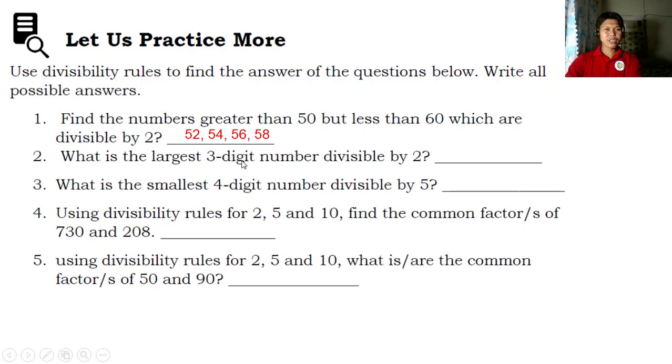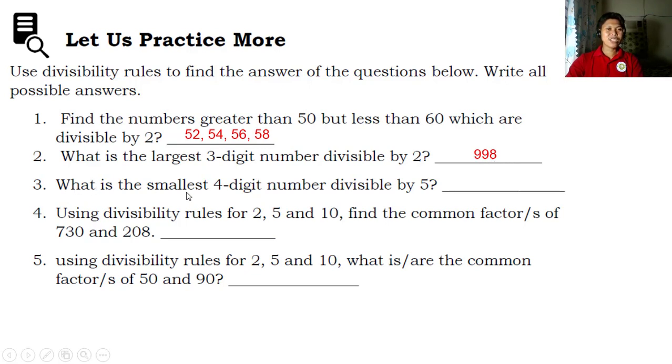Next, what is the largest 3-digit number divisible by 2? So, since it is largest number, so 3-digit, so unahin mo talaga yung dalawang 9, 9, 9, and then saka ka mag-decide sa pangatlo. And dapat divisible by 2, so hindi mo pwedeng isunod ang 9. Hindi pwedeng 999. Baba ka ng konti. 998 ang sunod. Ayan. So, 998.